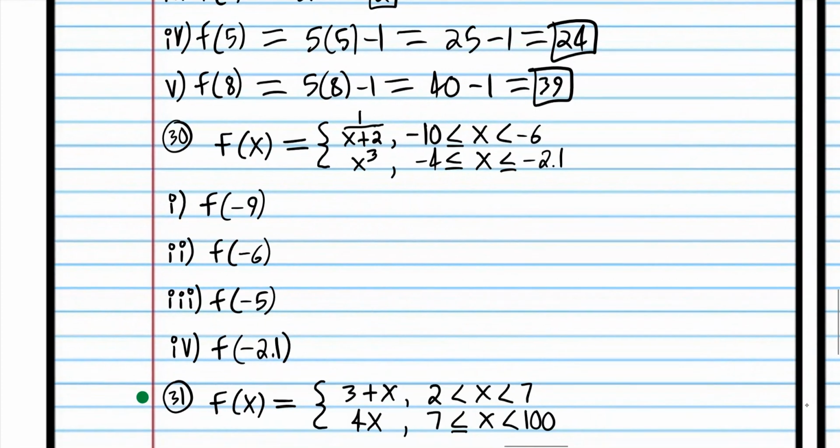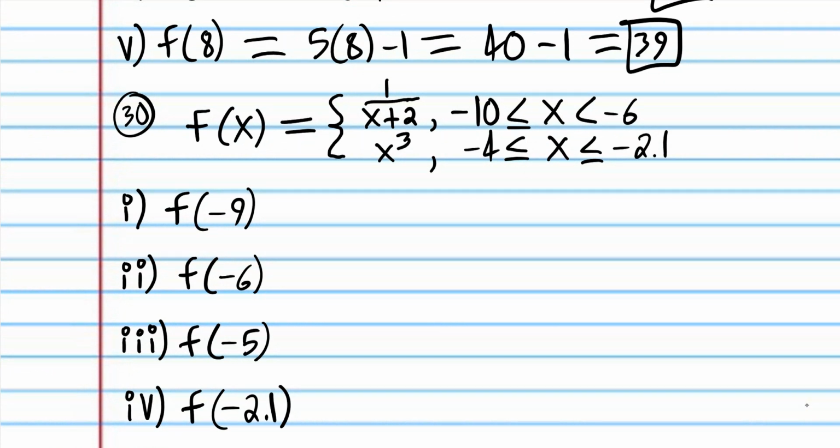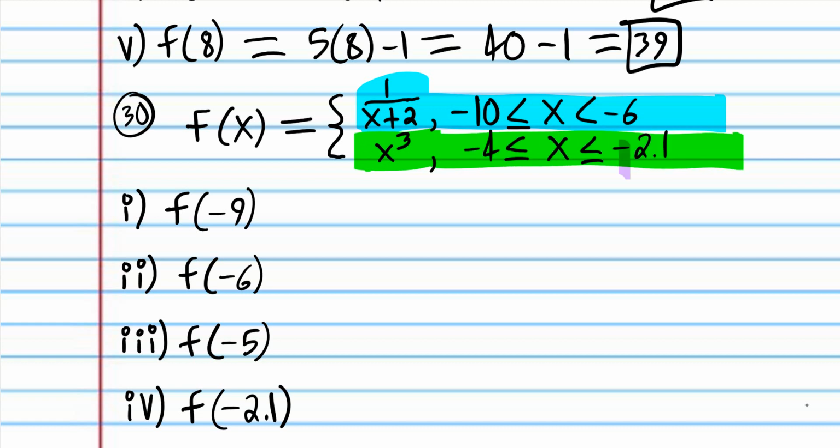Okay, so let's go to another example here. Now we have a different function, and it's a piecewise function because we use this expression if our x values are in this interval, if our inputs are in that interval. But we use this other expression if our inputs are in this interval. So f of negative 9, that's in this interval here. So we use the blue expression. So 1 over x plus 2, but x in this case is negative 9. So we get negative 1 over 7.